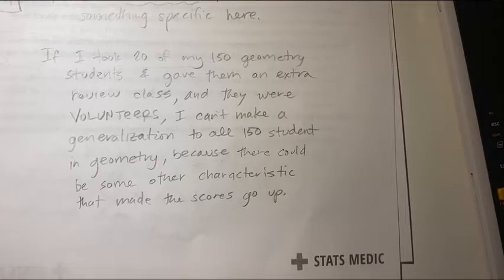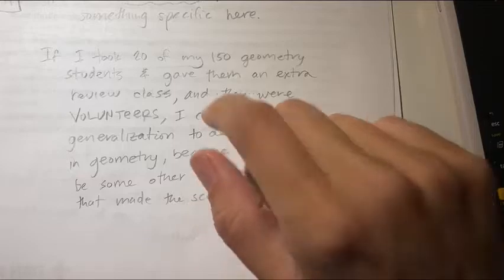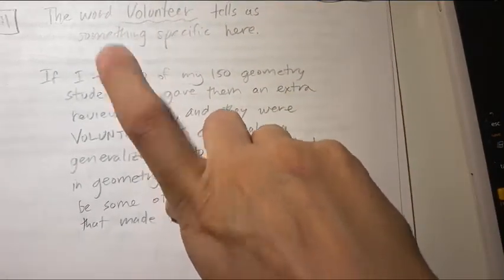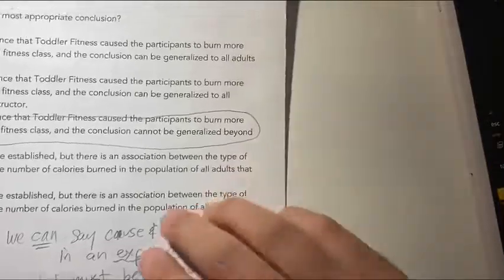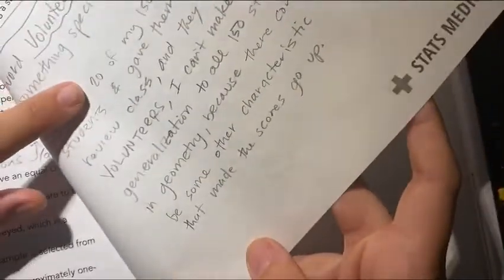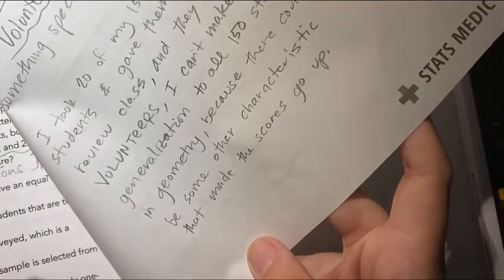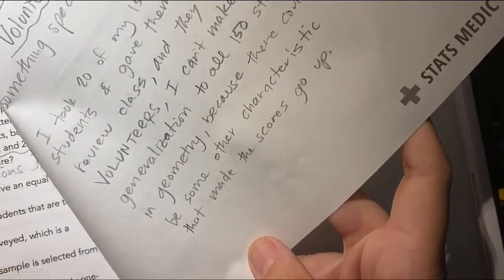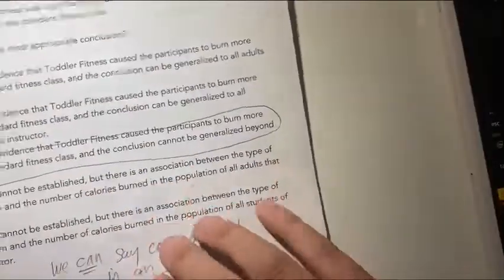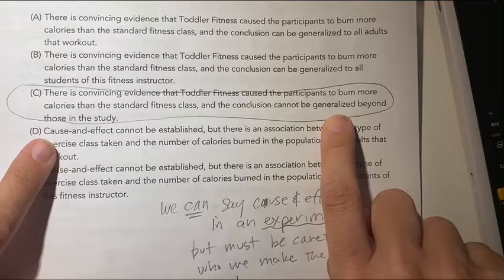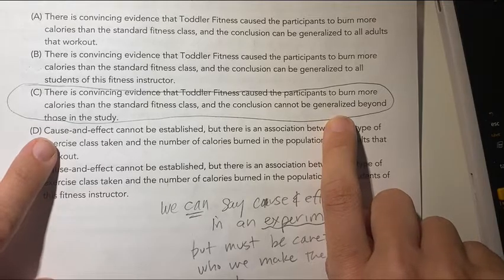So I can only make an inference about the 20 people. I can use cause and effect, but I can only use it for the 20 kids that were in that class, okay? Only for the group of people. So if I had 20 volunteers and half of them did the review class and half of them didn't, and the people that were in the review class definitely went up, then I can only make an inference about the volunteers. I can't extend past that. And that's why I chose C. All right.